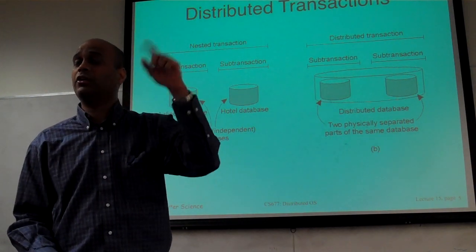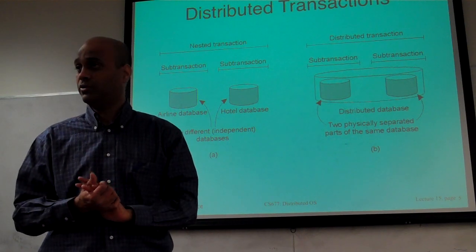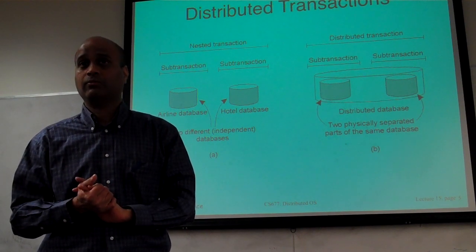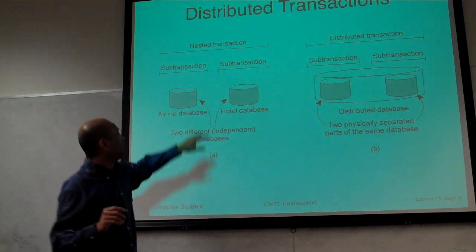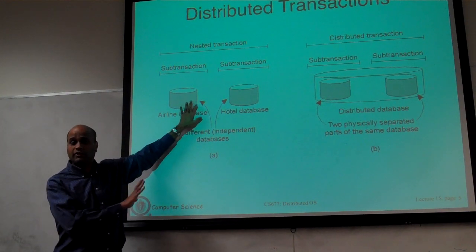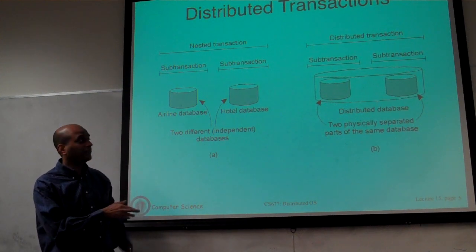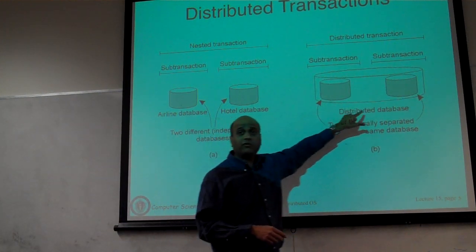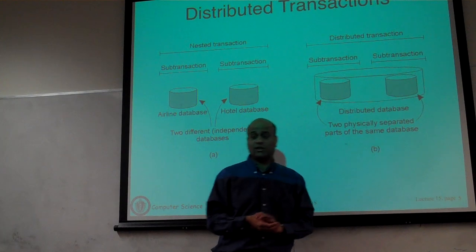So if either of them fails, you can undo both of them, or either of them. This is referred to as a nested transaction, where one transaction is nested inside another. And this is done in traditional databases already. What we want when we talk about distributed databases is slightly different.